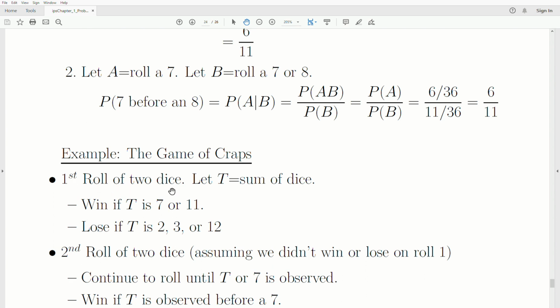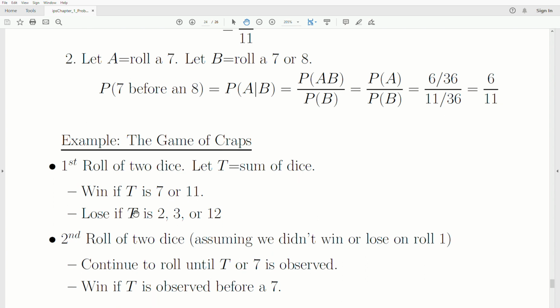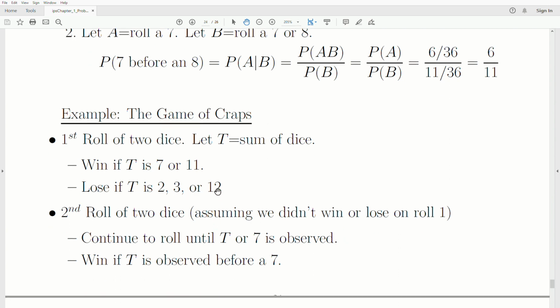On the first roll of 2 dice, let t equal the sum of the dice. We instantly win if t is a 7 or an 11. We lose if t is a 2, 3, or 12. Now, if t is not one of these numbers, we pick up the dice and roll again.